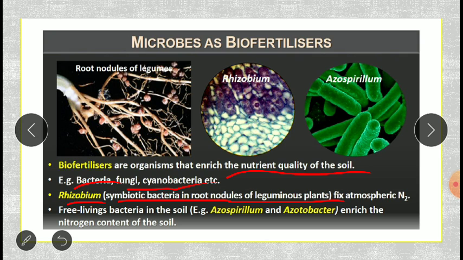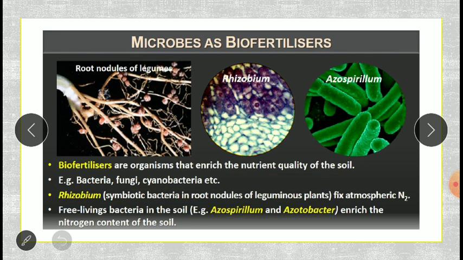These are found in the root nodules of the leguminous plants, as you can see over here. Leguminous plants are nothing but those which are producing legumes. For example, even your methi is a leguminous plant, or your soya bean is a leguminous plant. So the rhizobium are found in the root nodules of the leguminous plants. Free living bacteria in the soil, for example Azospirillum and Azotobacter, are also going to be enriching the nitrogen content of the soil.